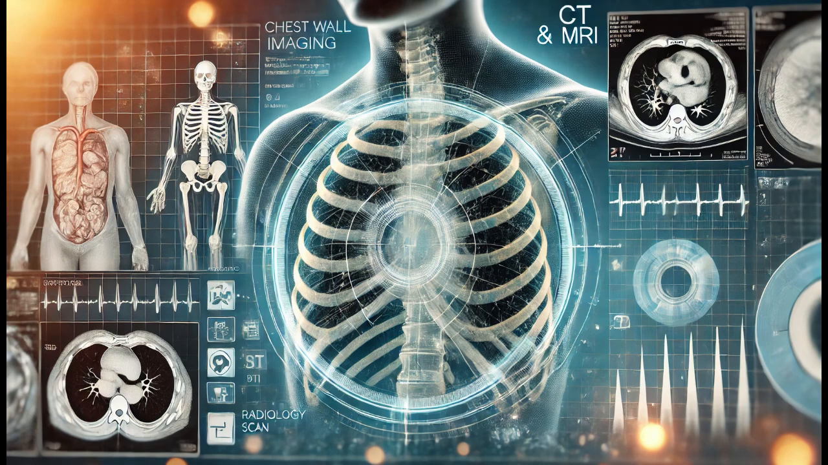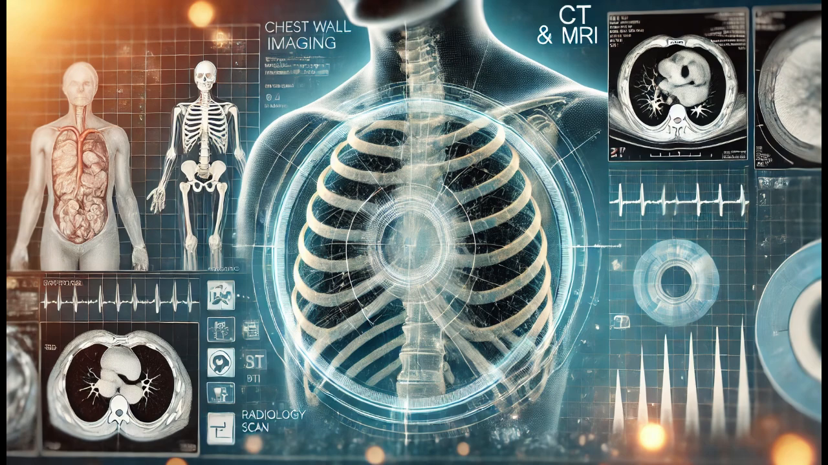So how do doctors use imaging to figure out what they're dealing with when it comes to chest wall tumors? Well, it often starts with a chest X-ray, which can sometimes reveal the presence of a tumor. However, to get a clear picture of the tumor's size, location, and characteristics, we rely on CT and MRI scans. And those scans help determine if the tumor is benign or malignant.